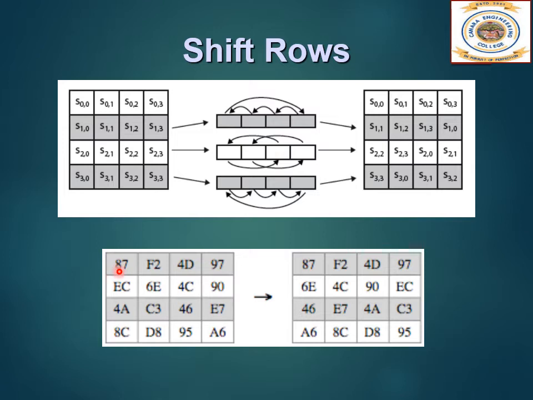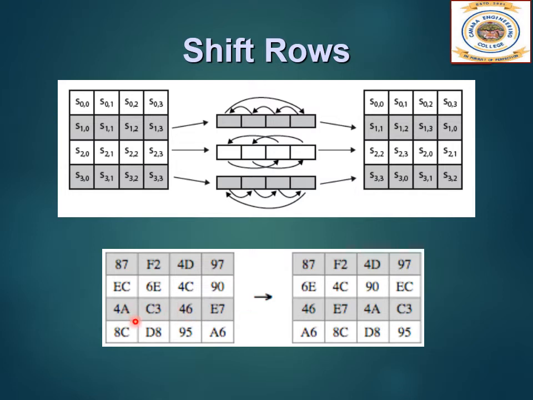See, the first row is 87, F2, 4D, 97. After the shift rows operation, the first row remains the same: 87, F2, 4D, 97. Next row is EC, 6C, 4C, 90. In this row you have a 1-byte shift to the left. So 90 is shifted to 4C, 4C is shifted to 6C, 6C is shifted to EC, and EC is shifted to 90's place. This is how you obtain the output of shift rows in the second row.